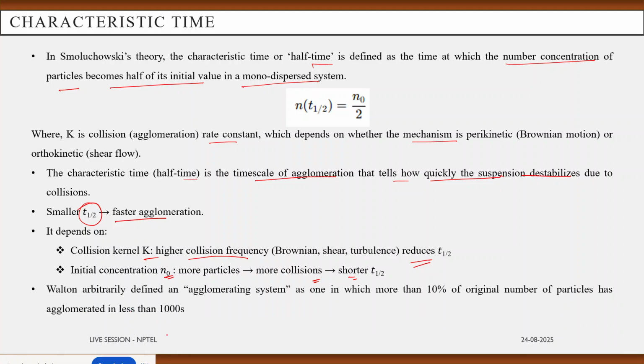Whereas Walton arbitrarily defined that for any kind of agglomerating system, more than 10% of the original number of particles will be agglomerated in less than 1000 seconds. So that is also a characteristic time, defined in such a way that within 1000 seconds, 10% of the original number will agglomerate and settle down. So this is the characteristic time that we define for both perikinetic and orthokinetic processes.